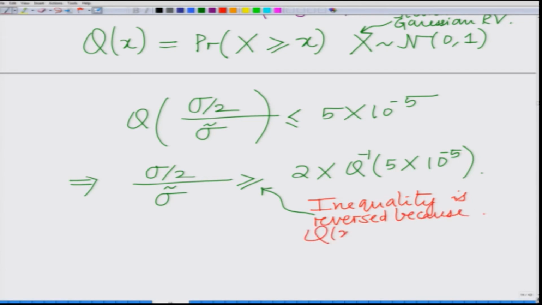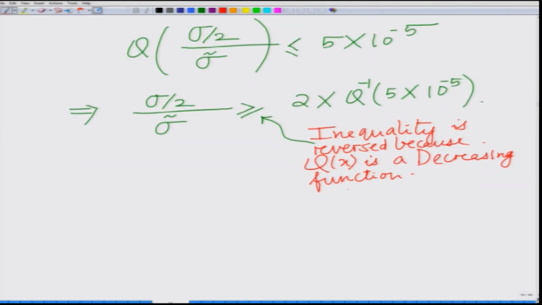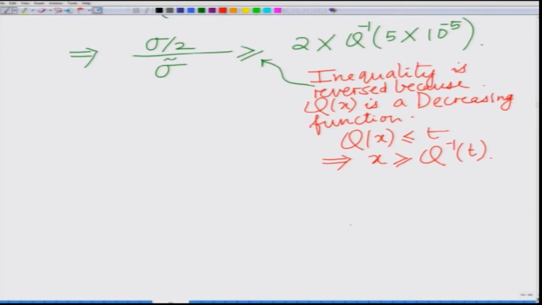The inequality is reversed because Q of x is a decreasing function. Therefore, Q of x less than or equal to t implies x must be greater than or equal to Q inverse of t. That is the principle that we have used, because Q of x is a decreasing function. That is why when you take the Q inverse to the other side, the inequality gets reversed. Okay. So, sorry, this 2 will not be here because we are taking this 2 to the other side.